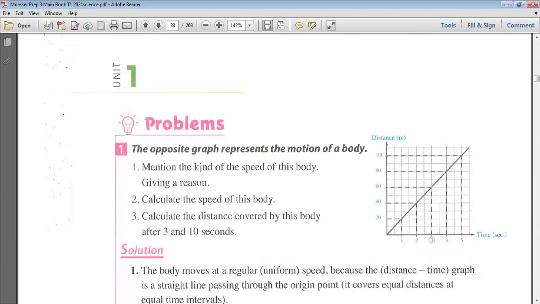Okay, problem number one. The opposite graph represents the motion of a body. Let's look at the graph together. I have a distance time graph, so it is a graph about speed. With a straight line, distance time, speed, straight line means regular speed.